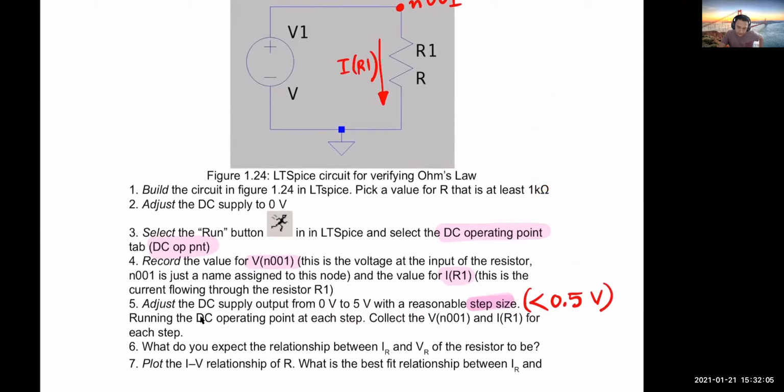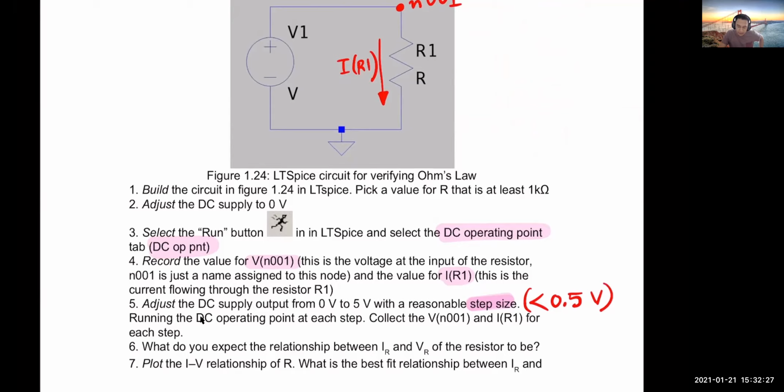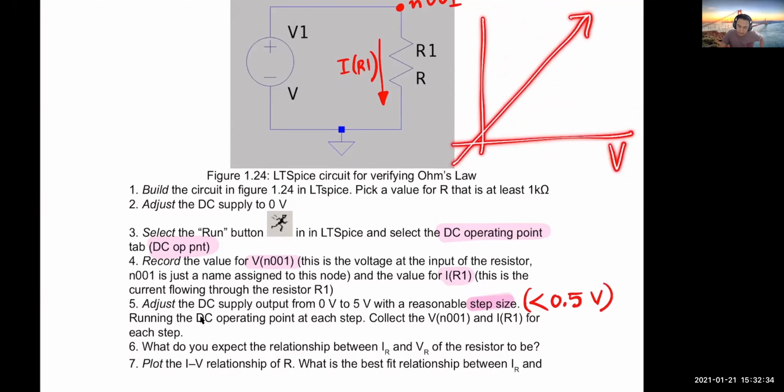And you're going to collect the current. You're going to run a DC operating point simulation and read off the current going through the resistor. So you're going to make a table of applied voltage and the currents, and jot down these values. Later, when you're doing a write-up, you're going to plot these values on a graph with the voltage on the x-axis, current on the y-axis.